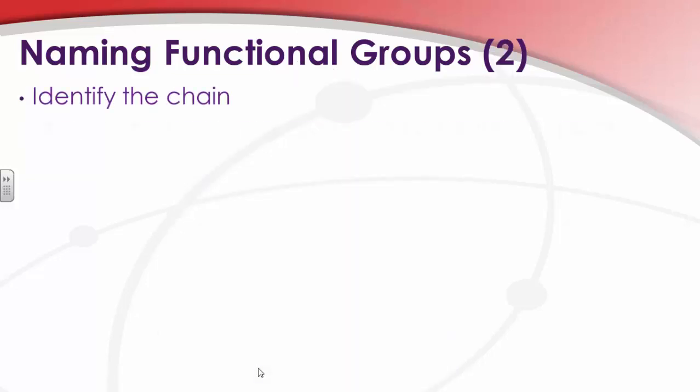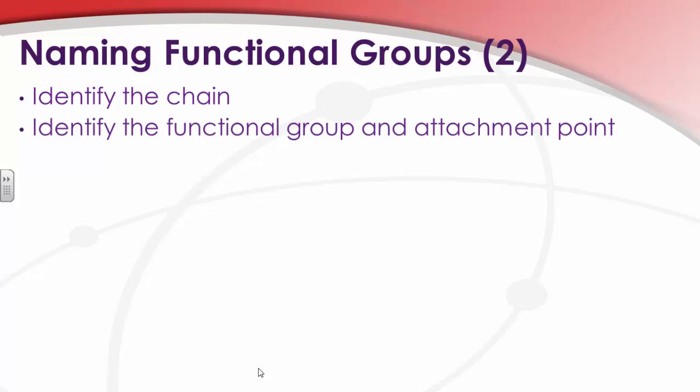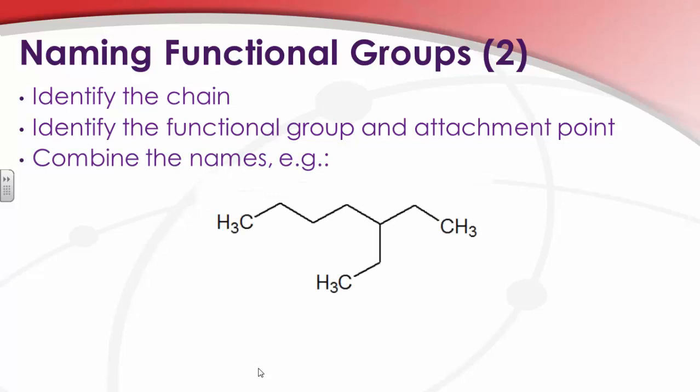So when we want to put the functional groups on, after we've identified the chain, we identify functional groups and their attachment point. And then we combine the names together. So let's try an example here. So our chain here is 2, 4, 6, 7. So if I count it right, 2, 4, 6, 7. So it should be heptane.